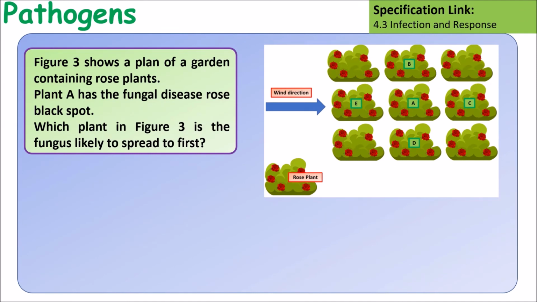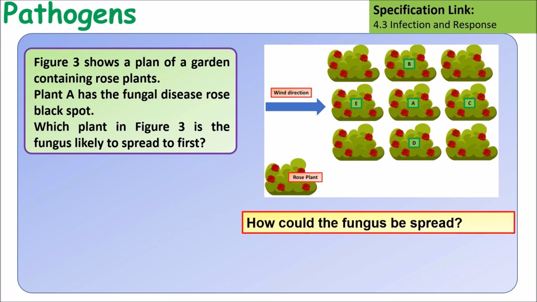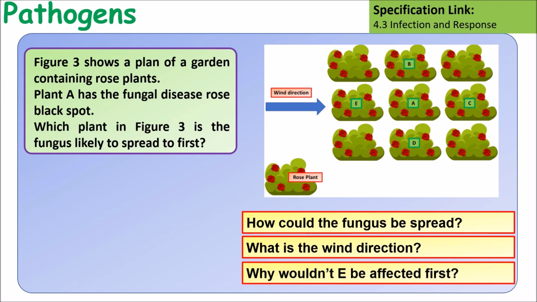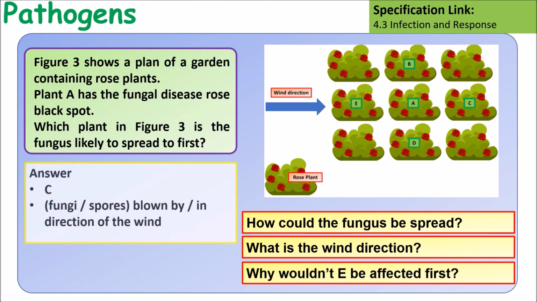A question to do with fungus is that figure 3 shows a plan of the garden containing rose plants. Plant A has a fungal disease. Which plant in figure 3 is most likely to catch it first? So if you look at the diagram, it shows the wind direction, and that's what you need to consider. So you need to think about how this fungus can be spread, what the wind direction is, and why E wouldn't be affected first. So have a think about it, then go and have a look at the answer. So the answer would be C, because fungal spores are blown in that direction by the wind.